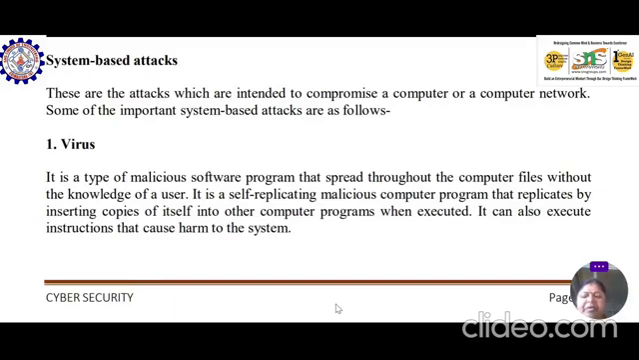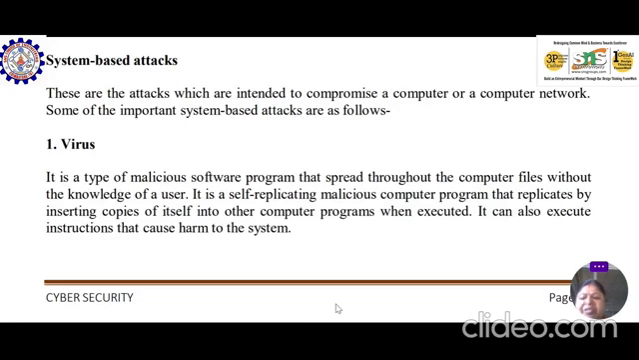So now the topic we are going to see is system-based attacks. These are all the attacks which are intended to compromise a computer or a computer network. Some of the important system-based attacks are as follows. The first type is virus.